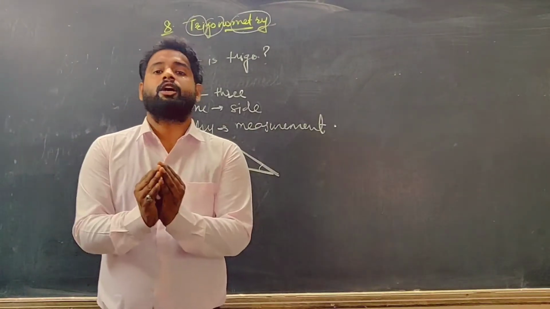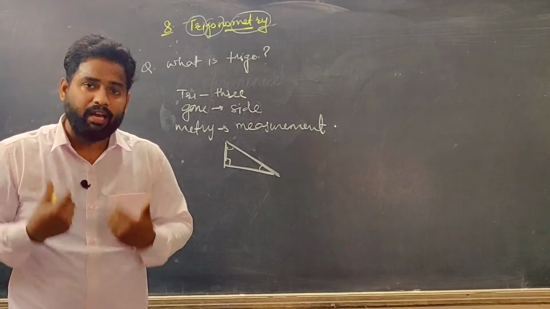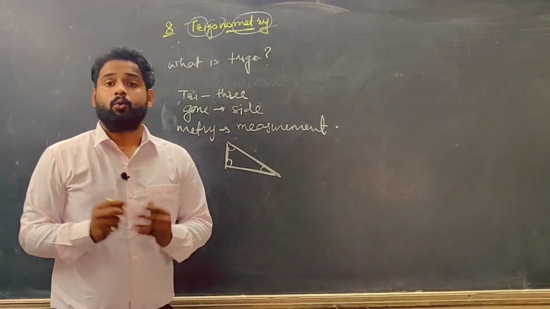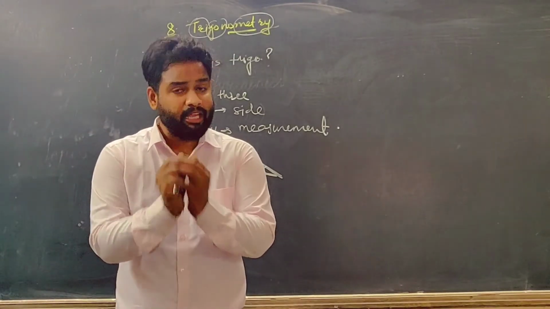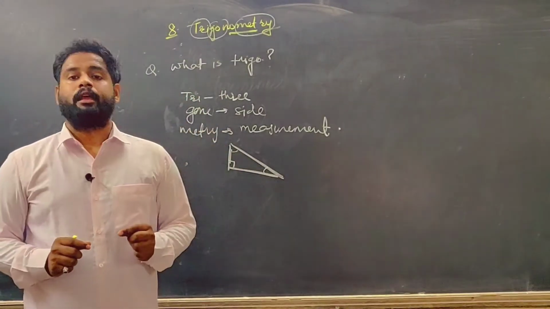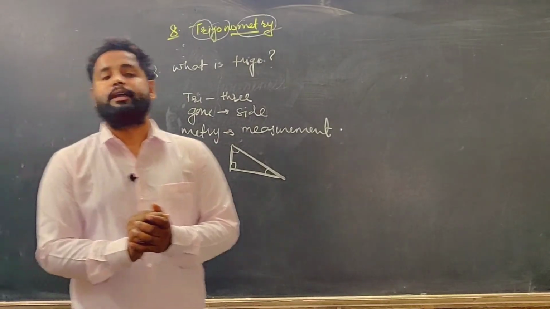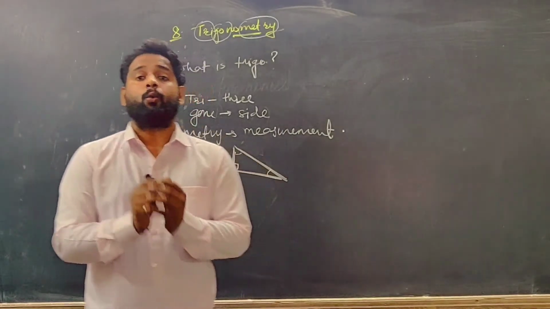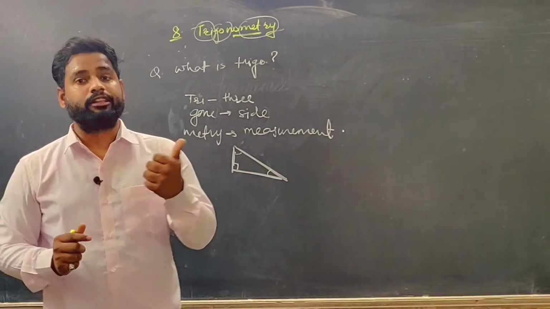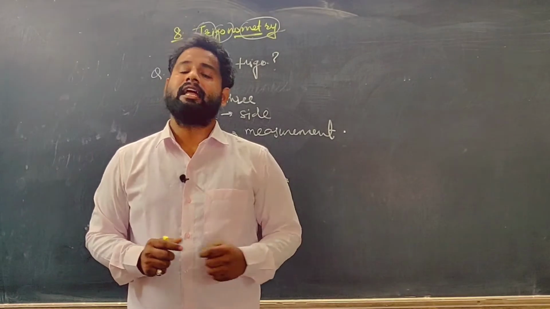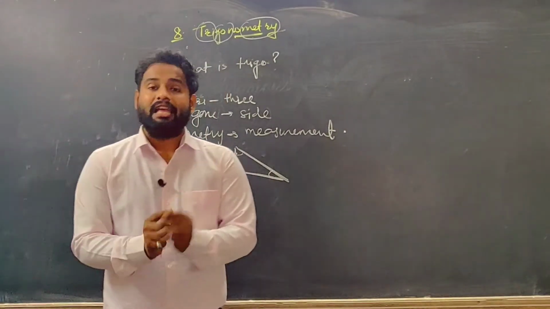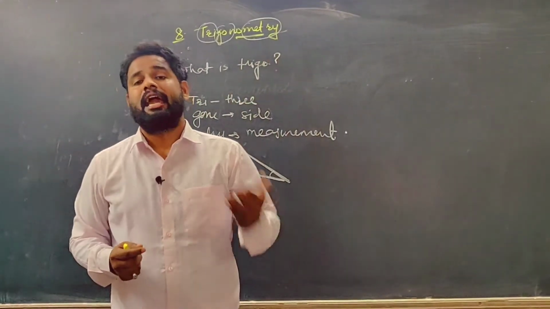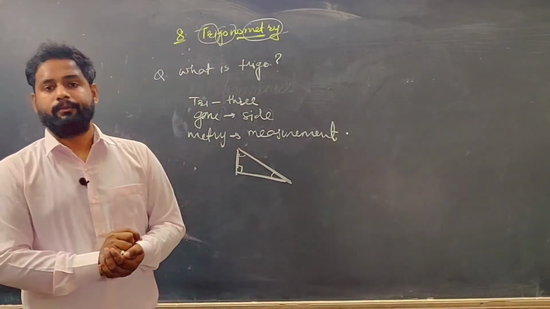Particularly for your syllabus, you have to strictly focus on which triangle we are going to use in this chapter. We are going to use a right angle triangle. So what is the meaning of trigonometry? Trigonometry is a branch of mathematics which deals with the measurement of a three-sided figure, that is a right angle triangle, where we are studying the information regarding the sides and the angles of a right angle triangle.